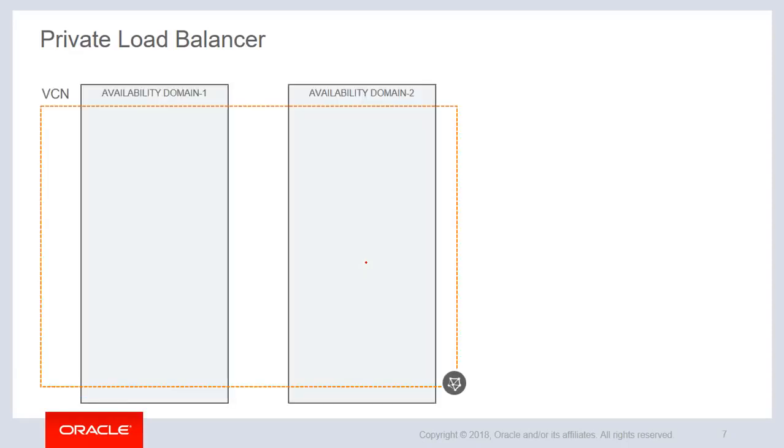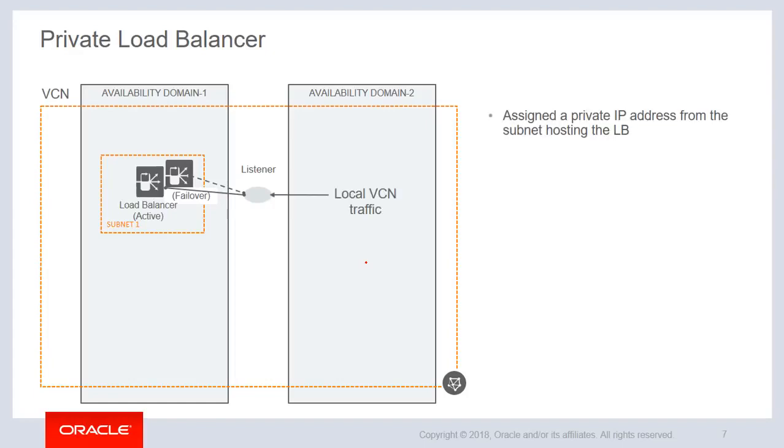Now, how does it work for a private load balancer? Things are a little bit different for a private load balancer. Continuing with the same design as on the previous slide, you have a VCN and two ADs. In the case of a private load balancer, the first thing is that it runs within a single AD. As you can see here, I have the primary, the active load balancer, and I also have the failover, the secondary load balancer, both running within the same AD.